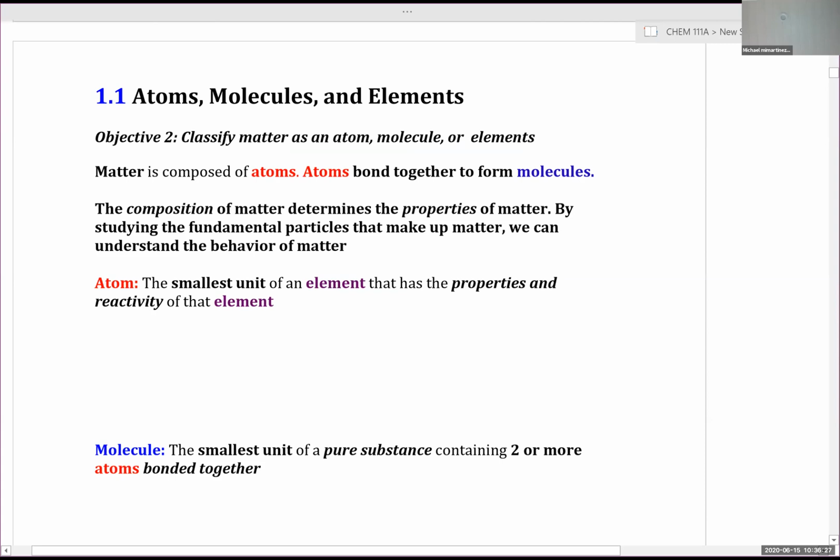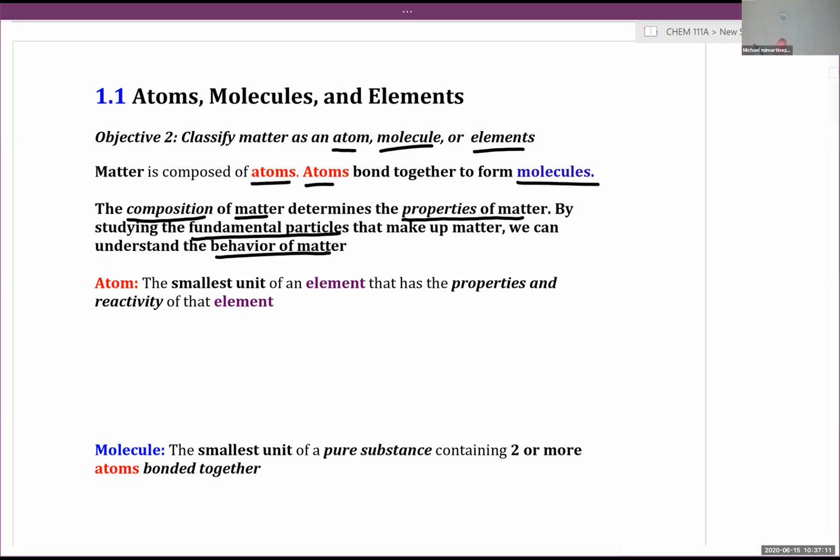So let's look at atoms, molecules, and elements. Our goal in this section is to classify matter as atoms, molecules, or elements. Matter is composed of atoms. Atoms are the fundamental building block that we look at when we talk about chemistry, and atoms will bond together to form molecules. The central doctrine, in my opinion, of chemistry is that the composition of matter determines the properties of matter. So by studying these fundamental particles that make up matter, we can understand the behavior of matter.